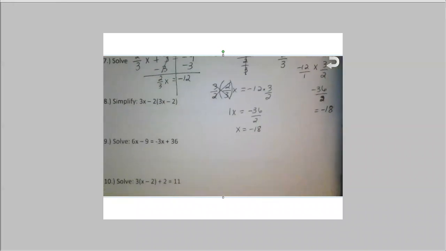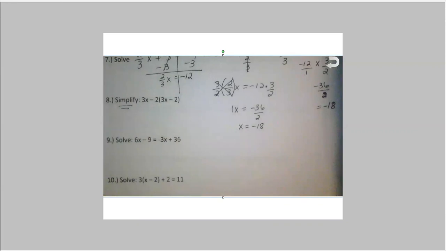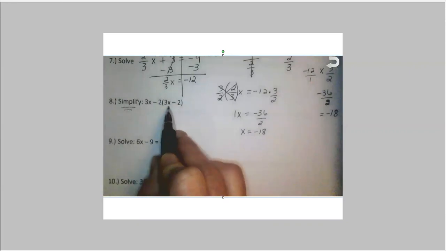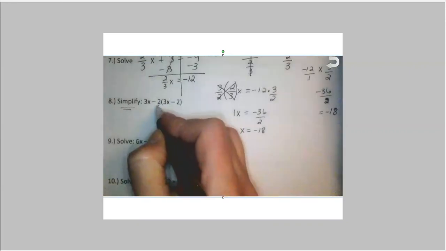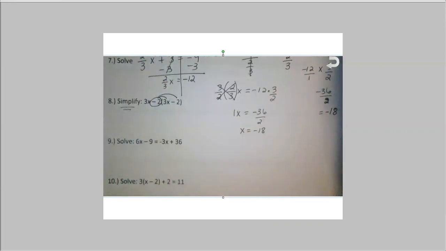All right. Number 8, look at the word again, simplify. Okay, so I may not get an answer like these last ones, you know, an actual number. I'm just simplifying it to lowest terms. I cannot subtract inside this parentheses because these are not like terms, but I can distribute anything, okay? You can multiply anything. They do not have to be the same.